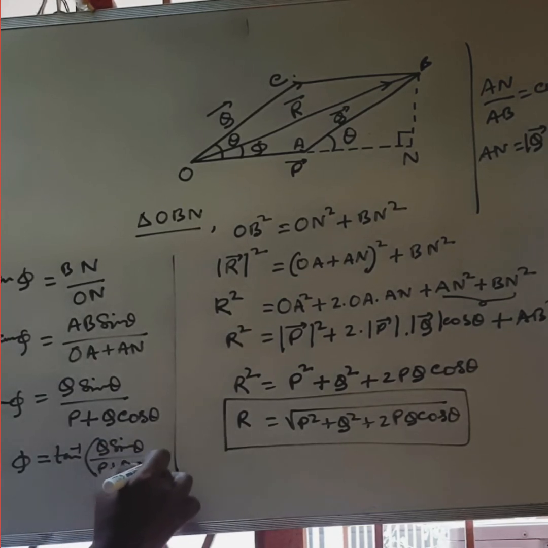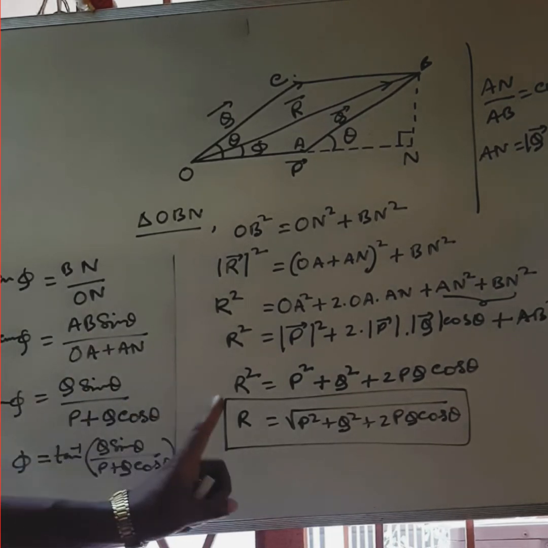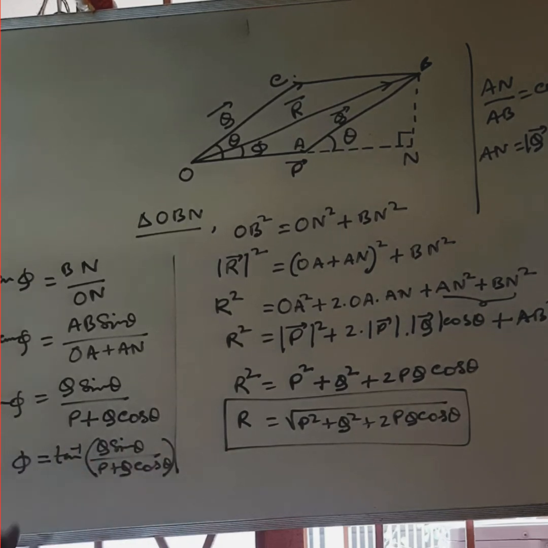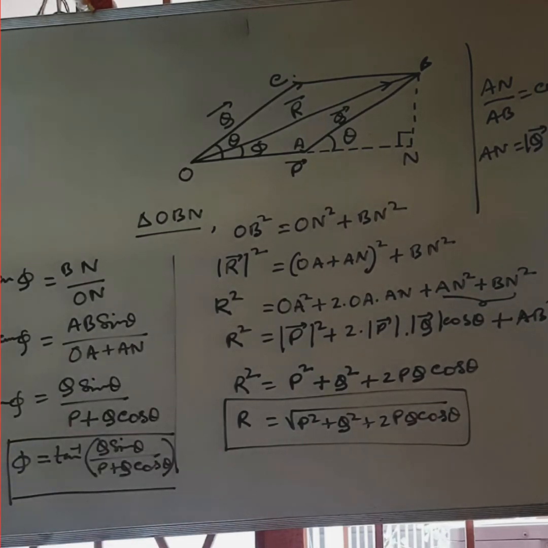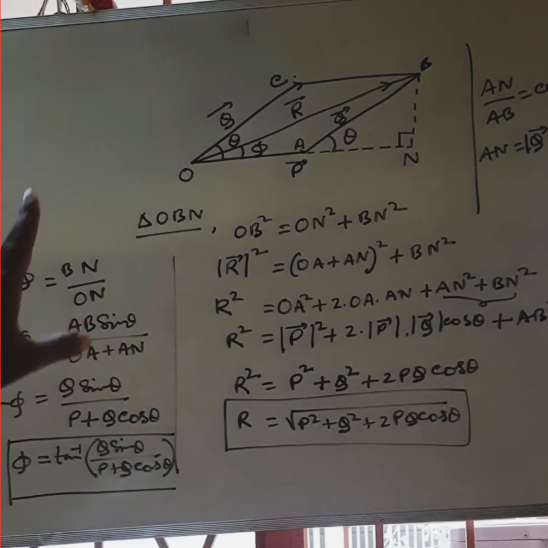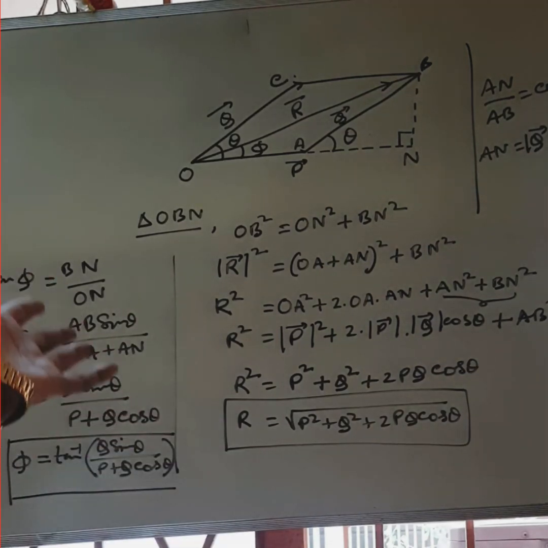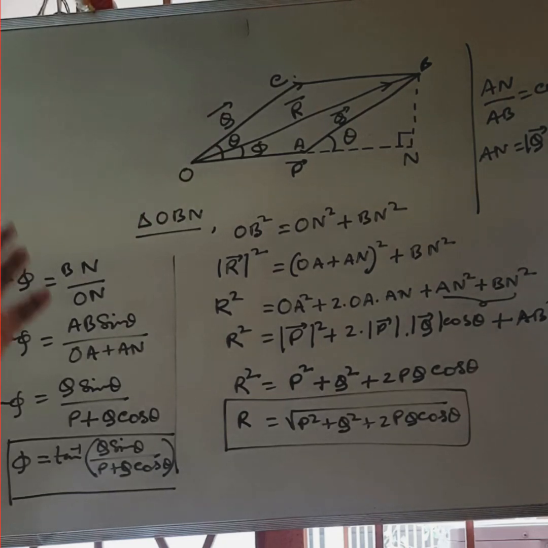In this way, we can get the magnitude of the resultant as well as the direction of the resultant vector. This is the way to find the resultant vector by adding two vectors. If you understand it, then you may like it. I think this class will help you to understand the addition of two vectors P and Q by parallelogram law.